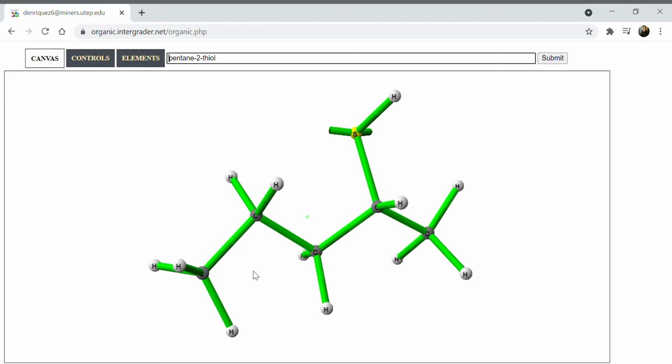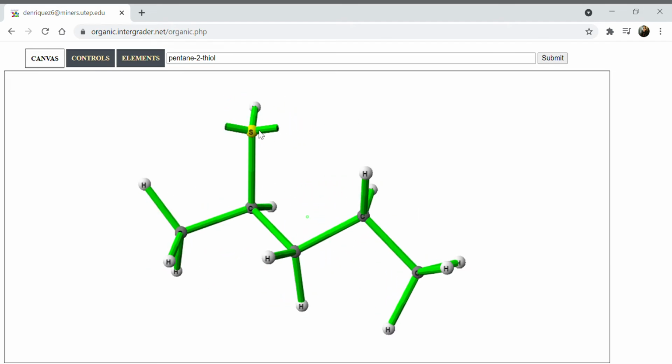methyl, a propyl, and the sulfur attached, as well as the hydrogen. So this is going to be my first priority. Second, third, it's going right there to the right. So I'll go ahead and put R in parentheses for R conformation. And that should be good to go.